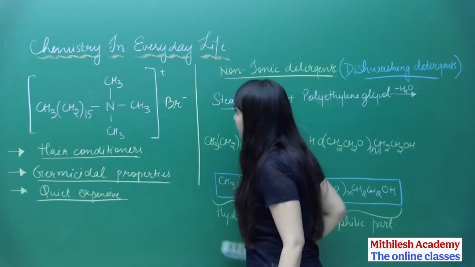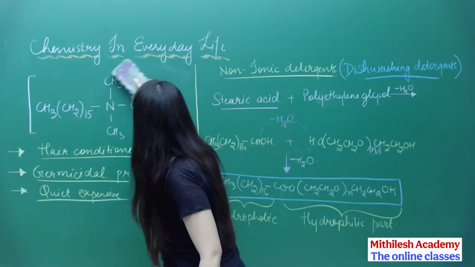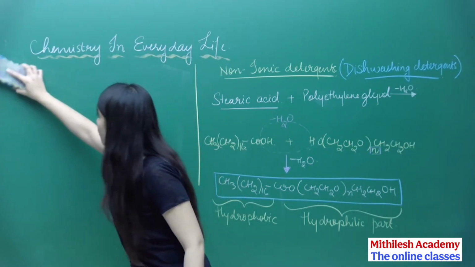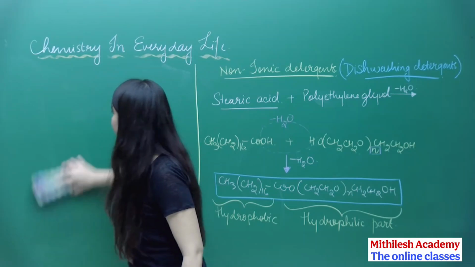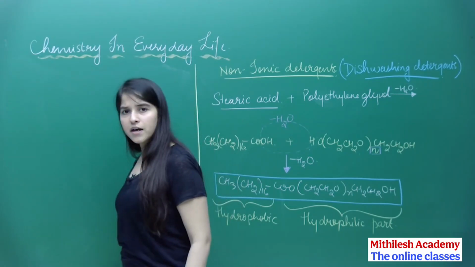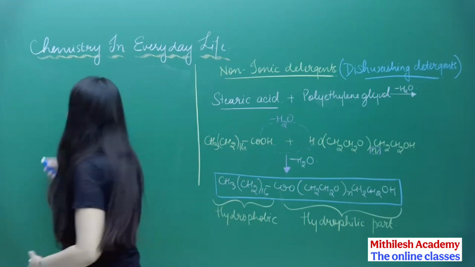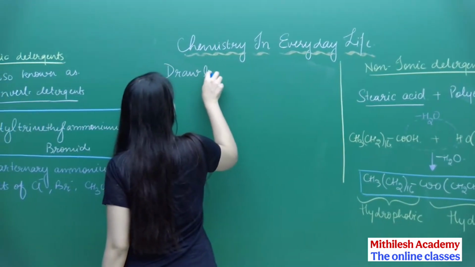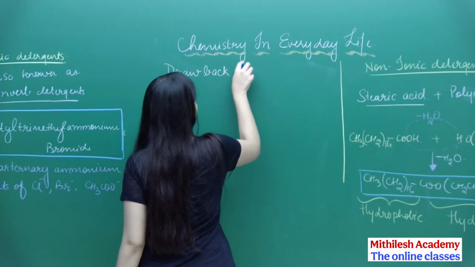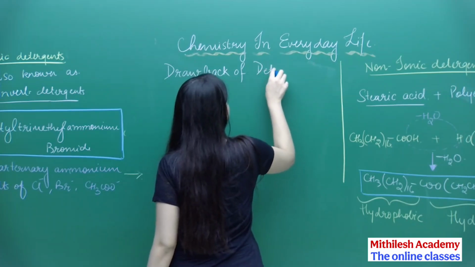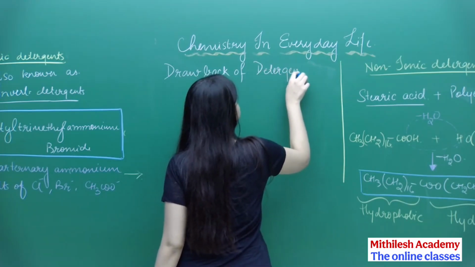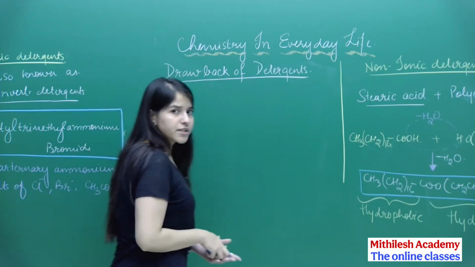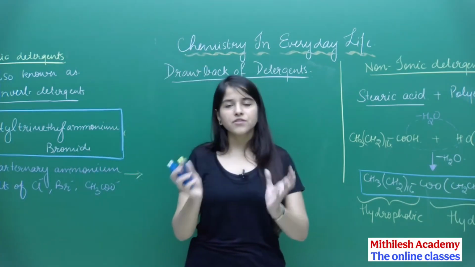So what is the actual drawback of the detergents? Despite having so many properties of soap and so many qualities of interacting with soft as well as hard water, what is the drawback of detergents? The drawback of detergent is that most of the detergents are branched chain.